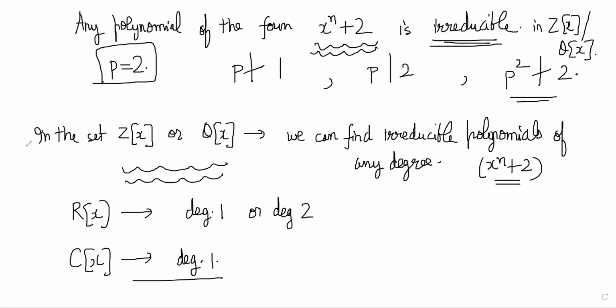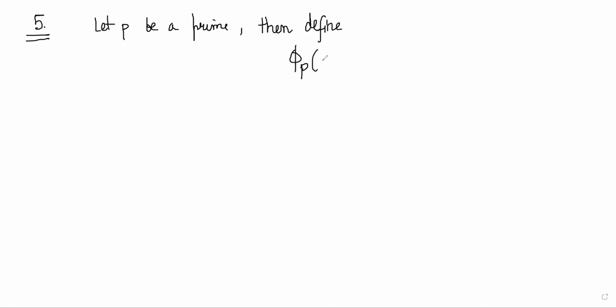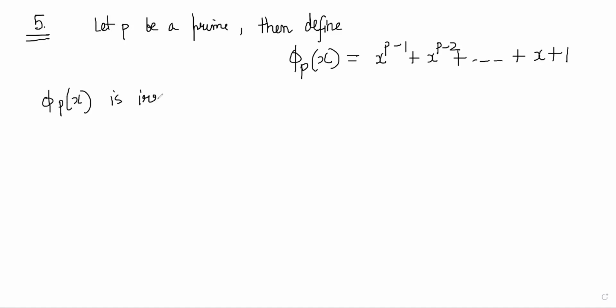Okay. The next result that I want to talk about is this. This is a consequence of Eisenstein. Let p be a prime. Then define phi_p of x as x^(p-1) plus x^(p-2) and so on till x plus 1. This phi_p of x is irreducible in Q of x.